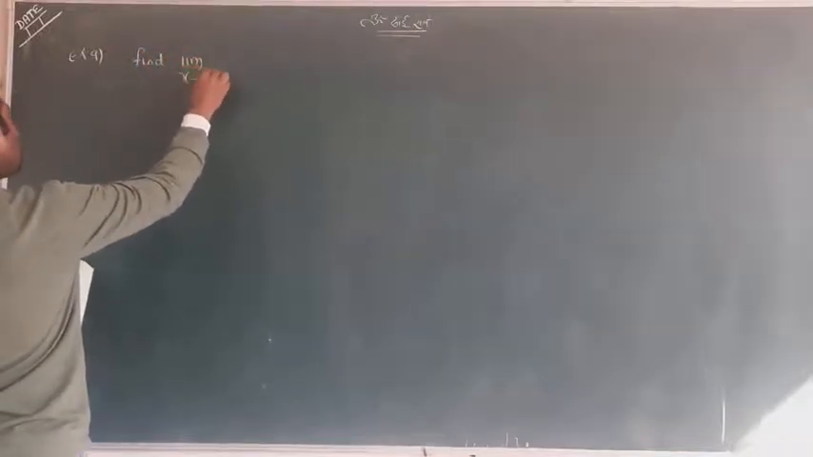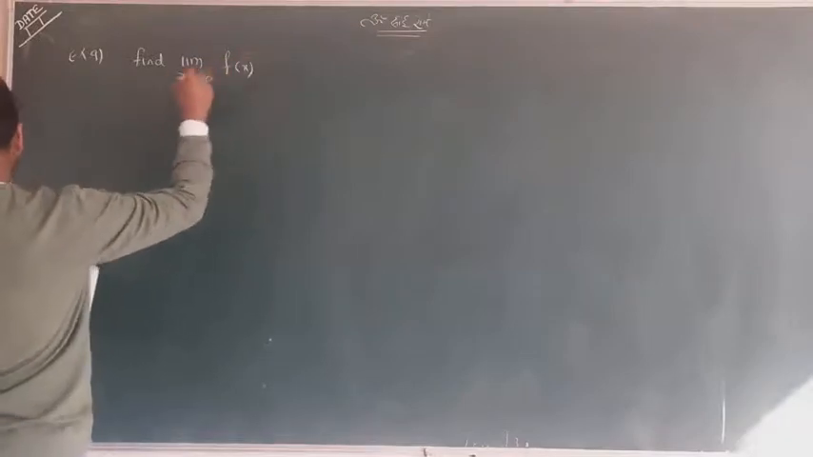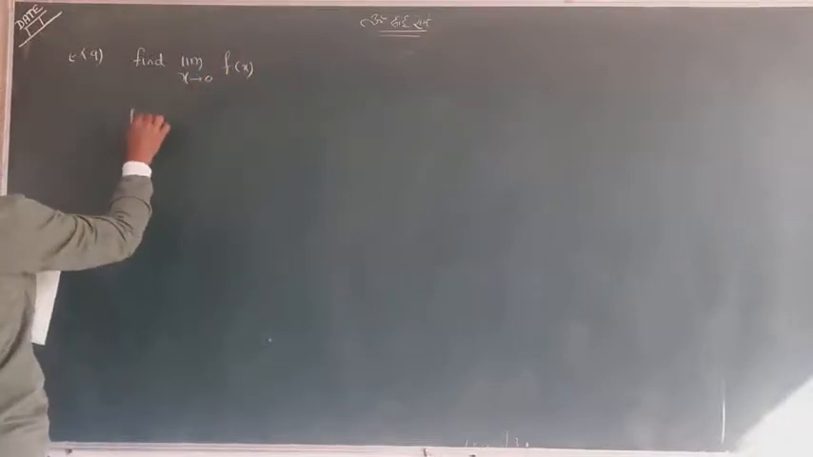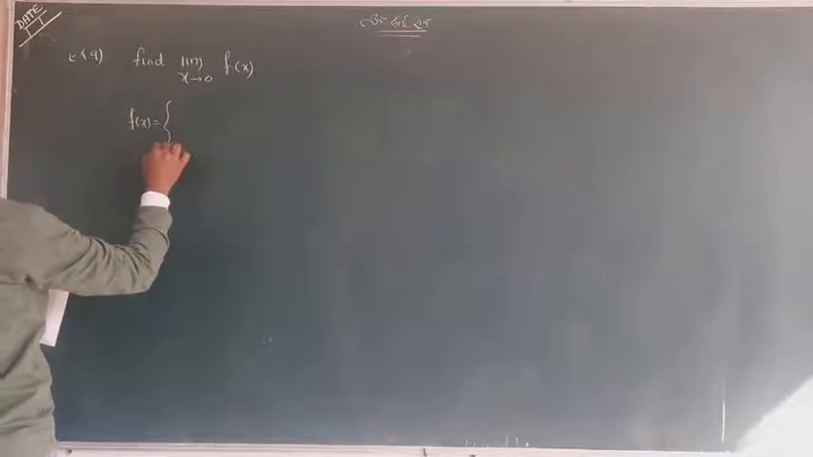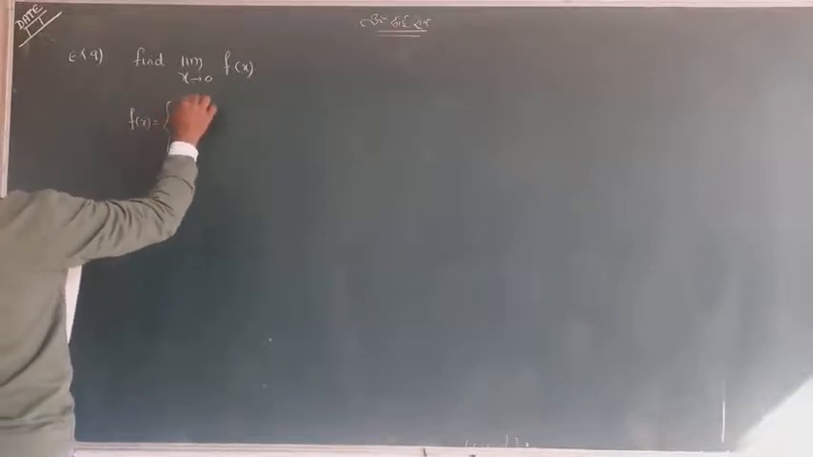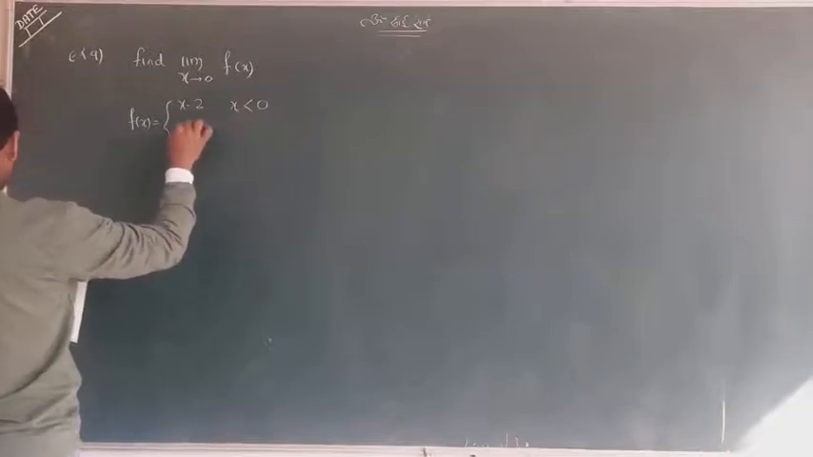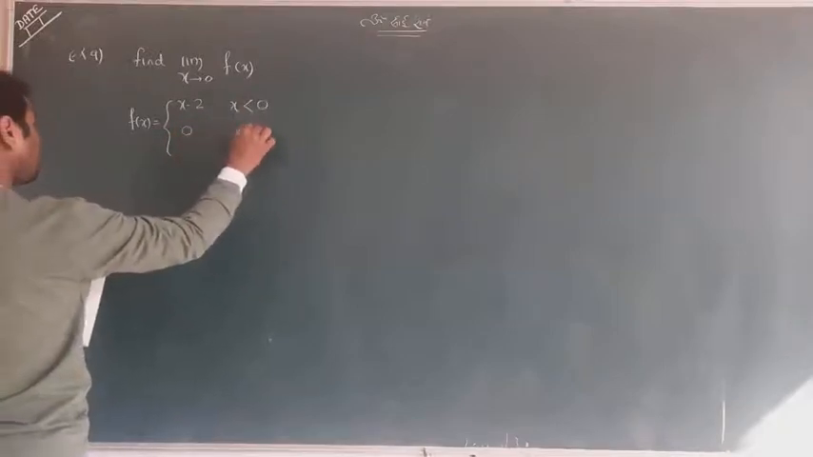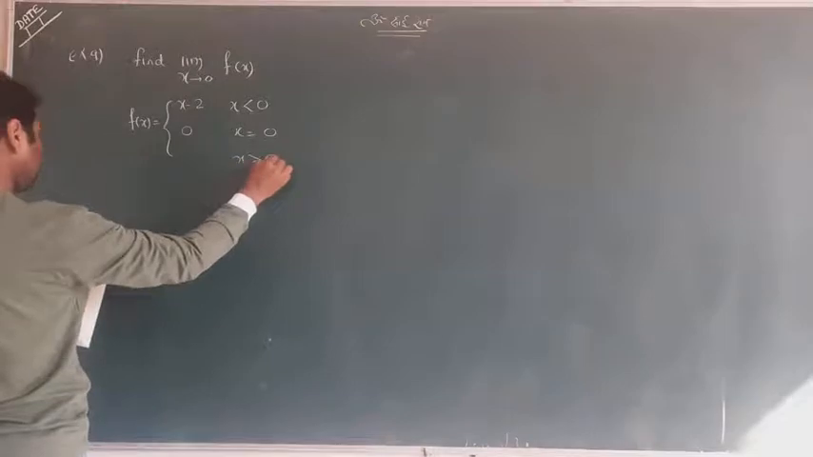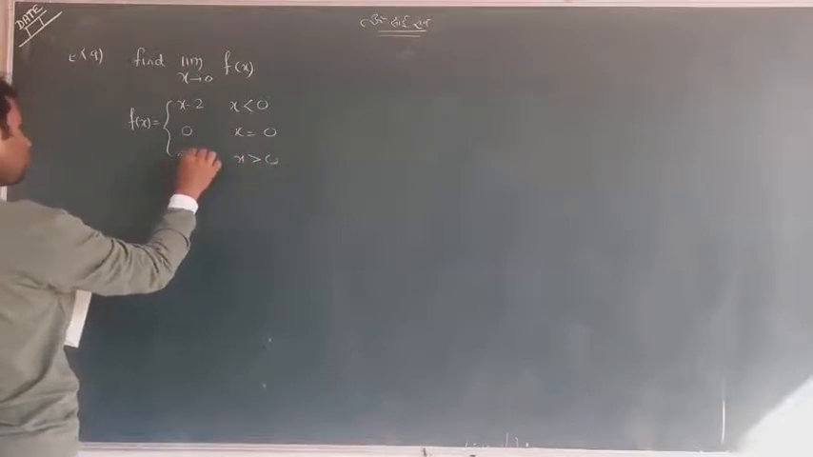x tends to 0 of f of x, where f of x is given by x minus 2 when x is less than 0, 0 when x is equal to 0, and x plus 2 when x is greater than 0.